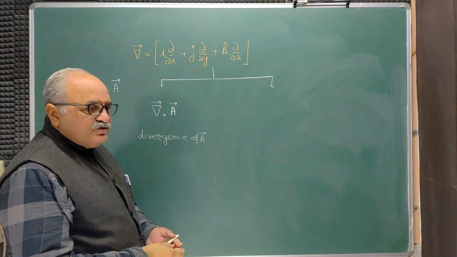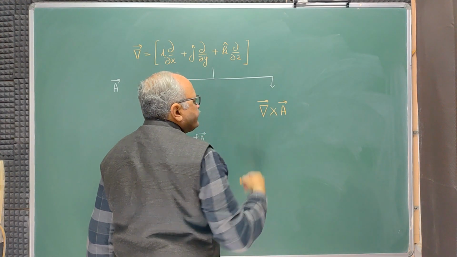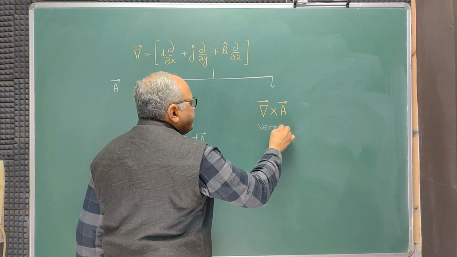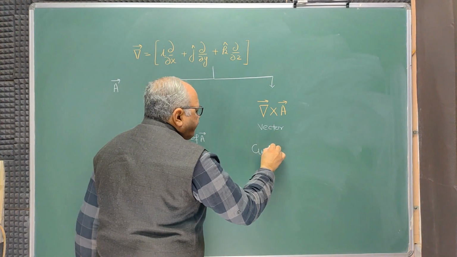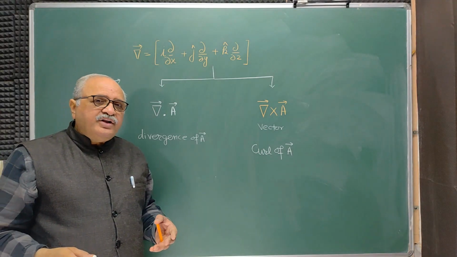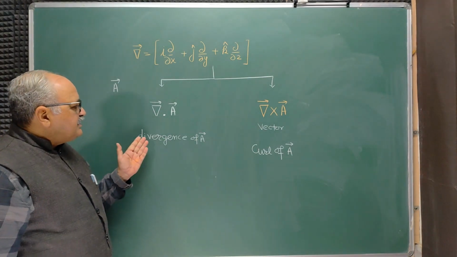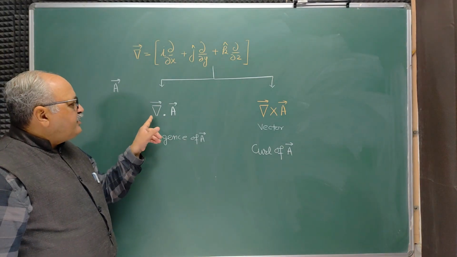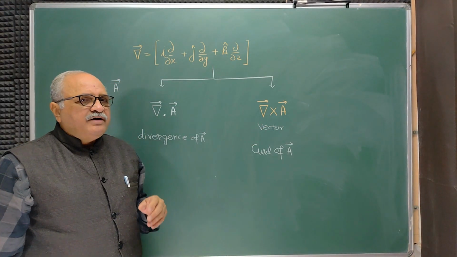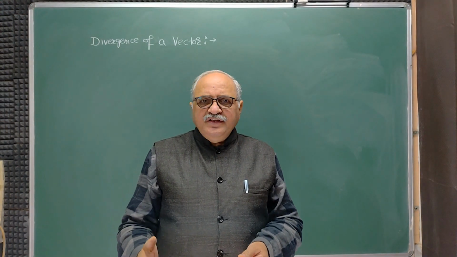But I can operate it this way also. Take this del operator in this form as a cross product with a vector A. Obviously, this is going to give me a vector quantity and we call it the curl of A. So you can operate nabla on a scalar quantity giving you the gradient of that quantity. But when it is on a vector, it is done in two ways. One is called the divergence of A, where we have a dot product between this operator and the vector quantity. And the other method is where we take the cross product of the two, that means the operator and the quantity. Now let's take the divergence and curl of a vector quantity in detail.